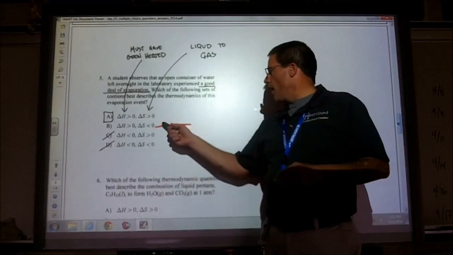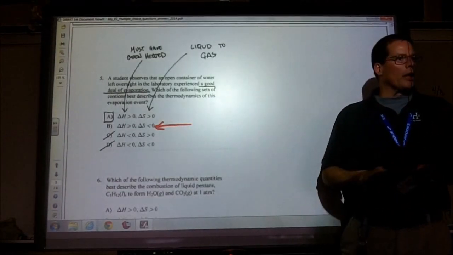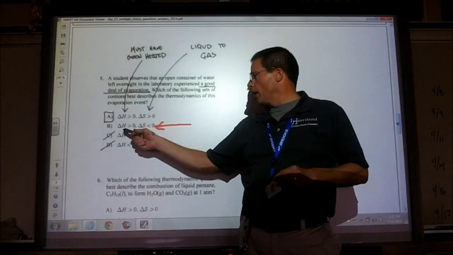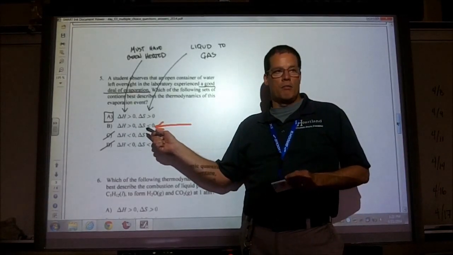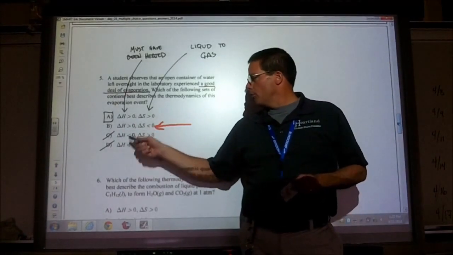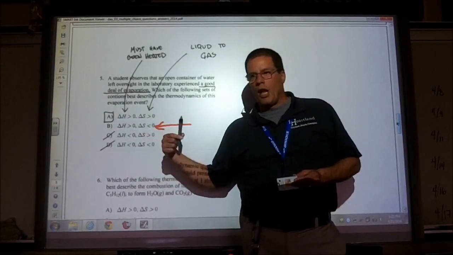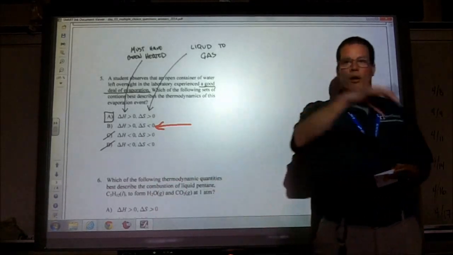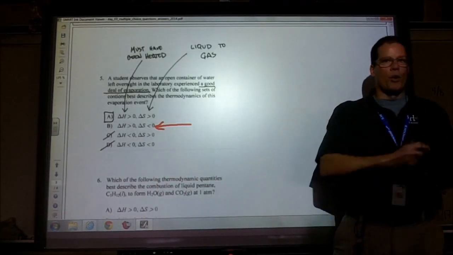B is saying that it's getting more organized. In this case, it would be absorbing energy and turning into a solid. That's what B is saying. And then we know that C and D can't be right because it's not losing energy. If it loses energy, then it turns into a solid or moves toward the solid state.